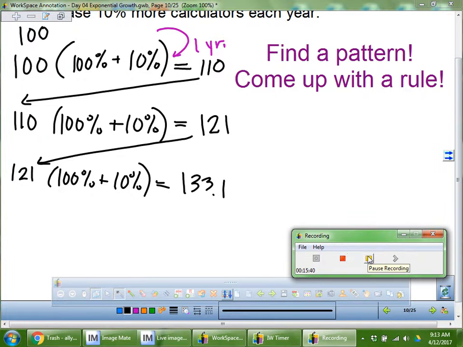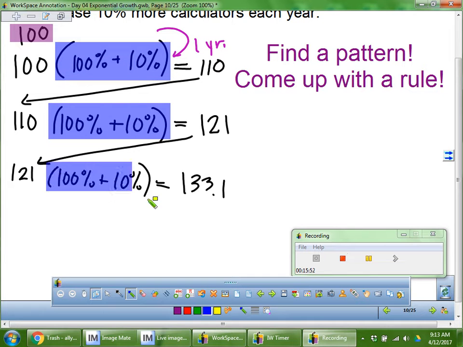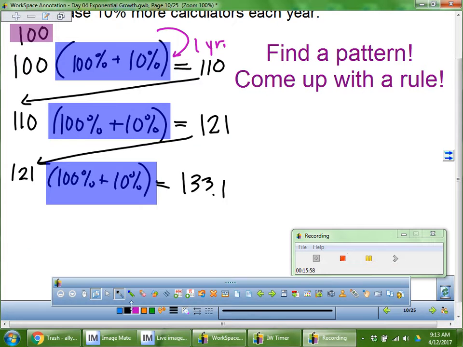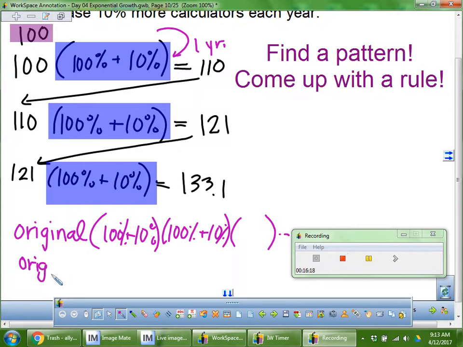What's the pattern, right? Let's look. What was our original amount? Where do we find that? This is our original amount. And then all we're doing over and over, we did 1, 2, 3 of the same thing, right? So our formula is we have our original times 100 plus 10%. How many of these do we do? However many years we're going to buy calculators. So it's our original times our 100% plus our rate.